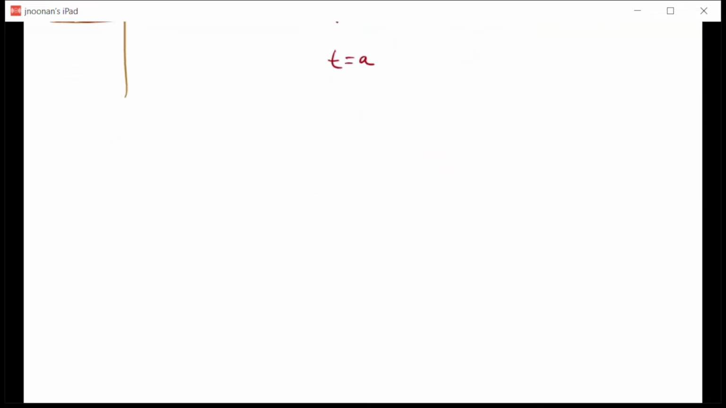It turns out that the Laplace transform of the Dirac delta function, you've got it on your sheet there, is not very exciting, but this particular thing is just e to the negative s times a. That's it. That's all we need to know.